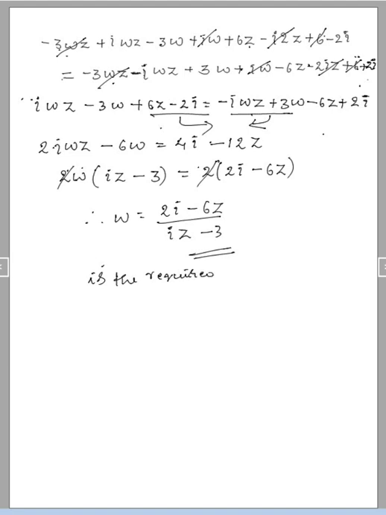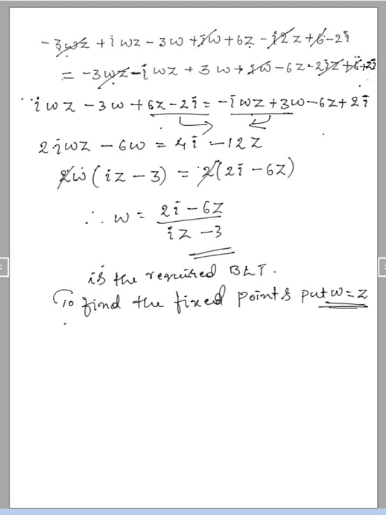The problem has not been over yet. We require to find what? To find the fixed points. Put W equal to Z. W equal to Z. This is the standard form to find the fixed points.